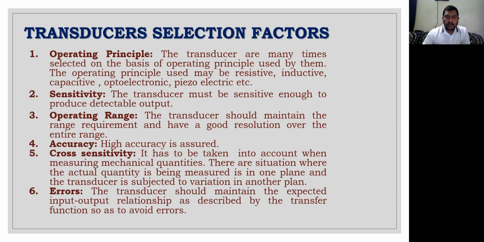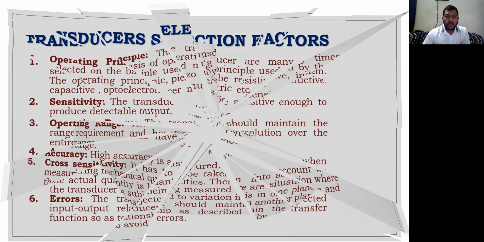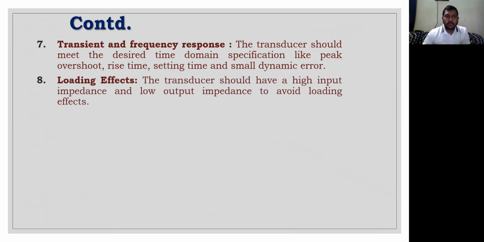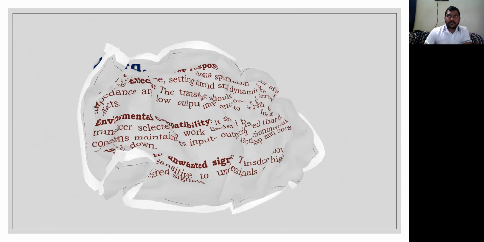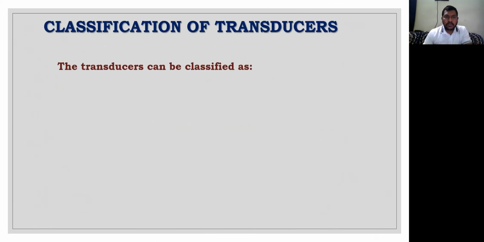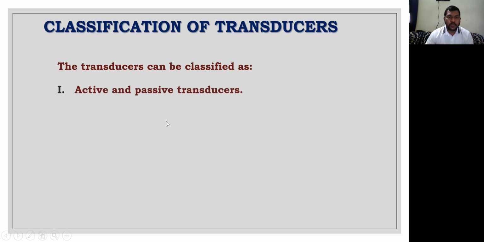These are errors. And these are some other factors which are responsible for a good transducer: loading effect, environmental compatibility, insensitivity to unwanted signals, and much more. Then these are some of the classifications of transducers, which are classified according to their working principles.